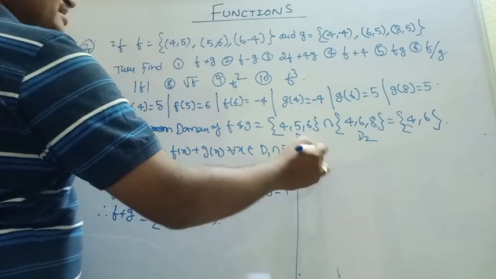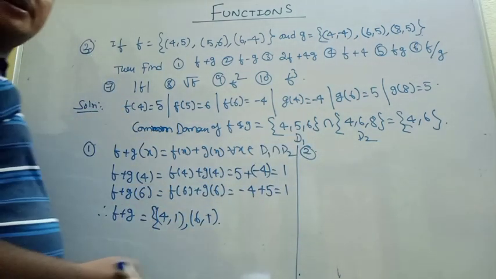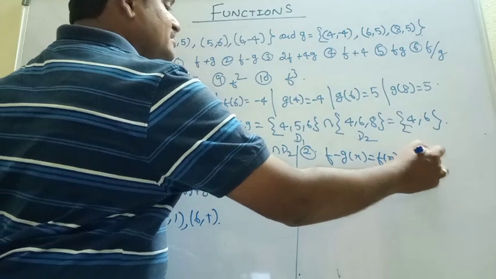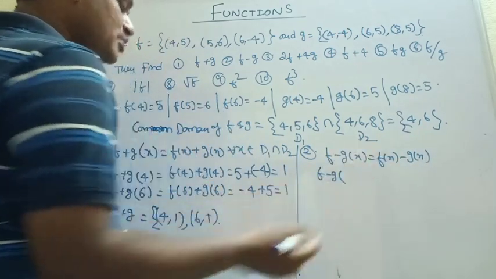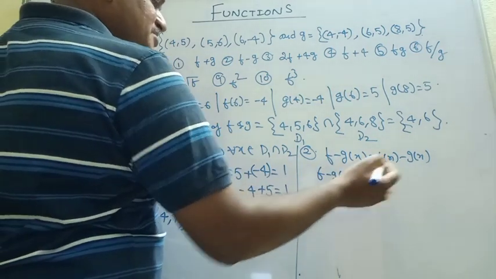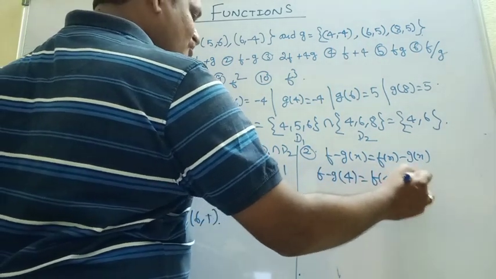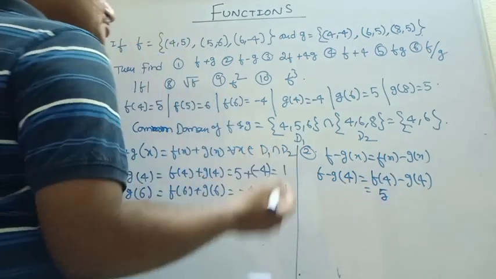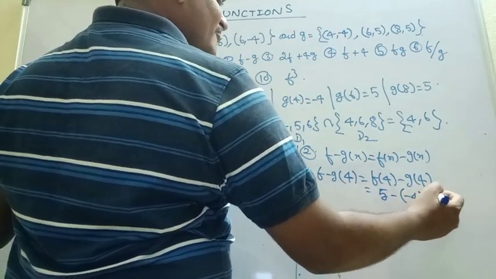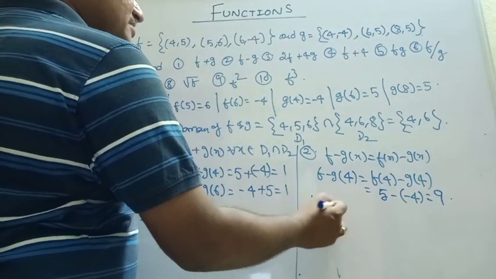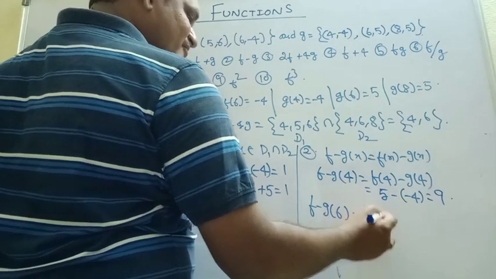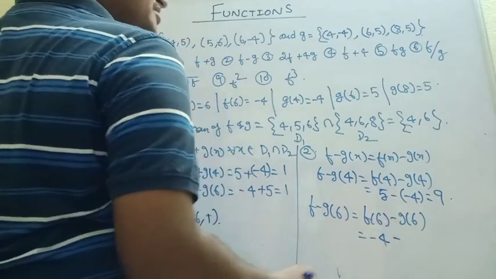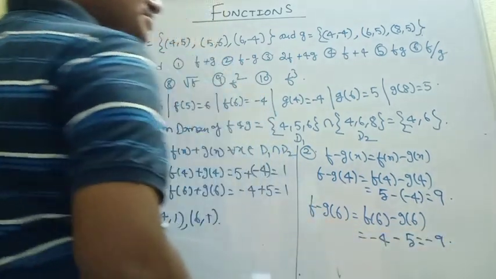Wonderful. Next, the second one, f minus g. In the same way, (f-g)(x) is equal to f(x) minus g(x), where x belongs to the common domain. So (f-g)(4) equals f(4) minus g(4). f(4) is 5, minus g(4) is minus -4, 5 plus 4 is 9. Next, (f-g)(6) is f(6) minus g(6). f(6) is -4, minus g(6) is minus 5, that is now -9.